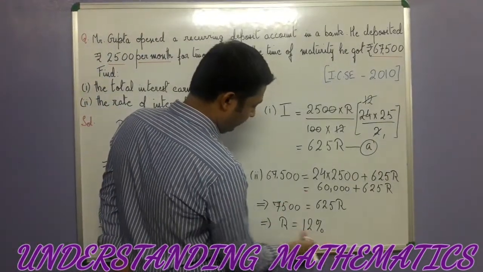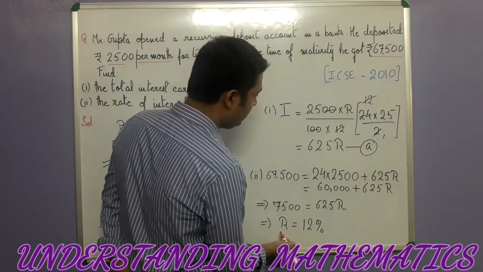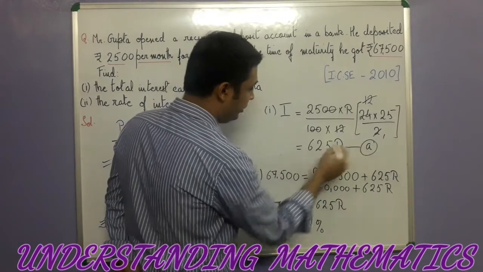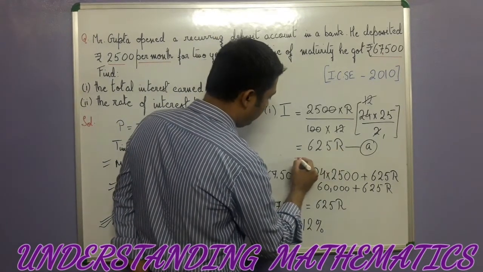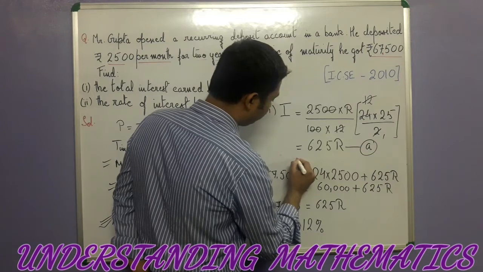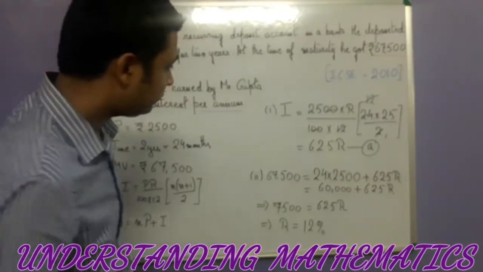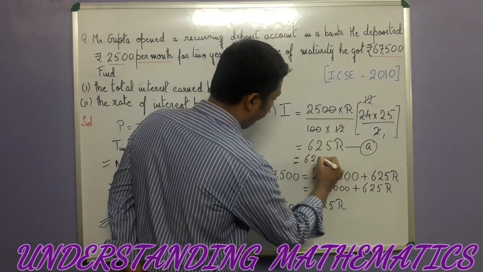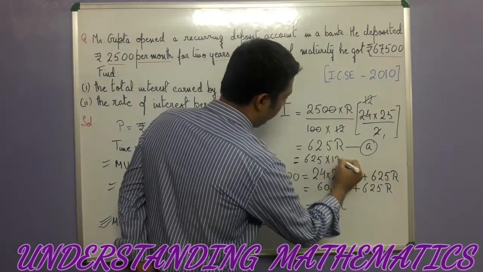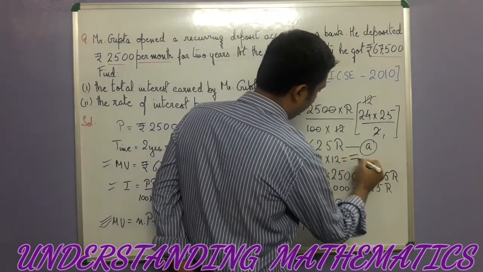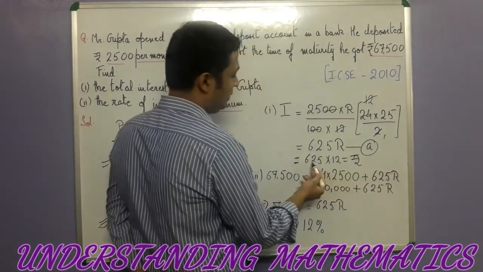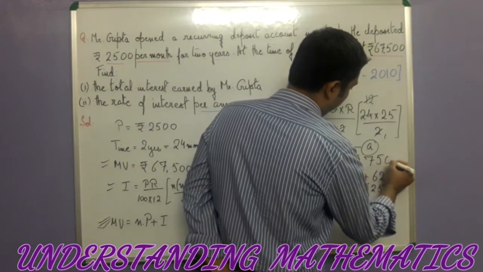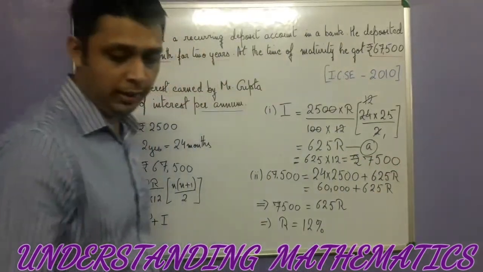Okay, now we have found the rate of interest, and having found this, we will just substitute the value for R in equation A. So what do we get in equation A? We will have 625 into 12, isn't it? And as you can calculate, 625 into 12 will give us 7,500 as the total interest.